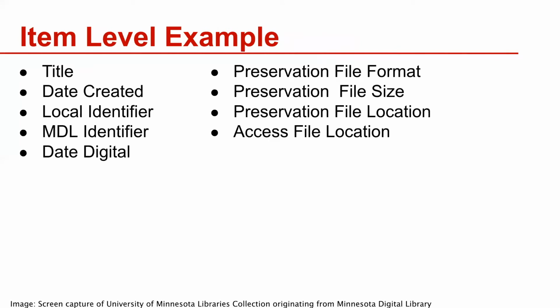So this next example is for an item level inventory, where the goal is to get a better understanding of individual collections. The fields that are of interest include a title, date created, a local identifier, an MDL identifier, the date the item was digitized, the preservation file format and file size, and the location for the access and preservation files. There's a lot of detailed information that needs to be recorded for every file on the item level.